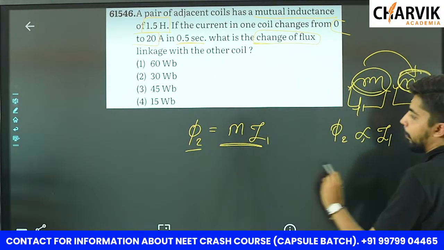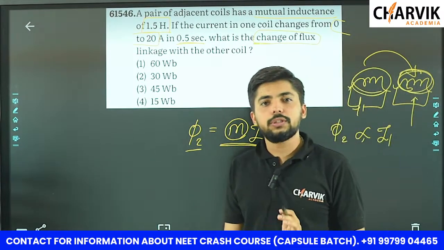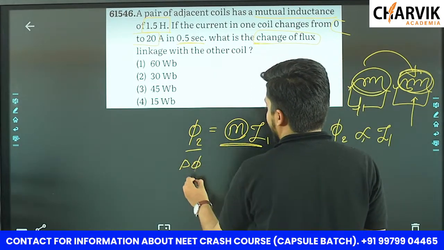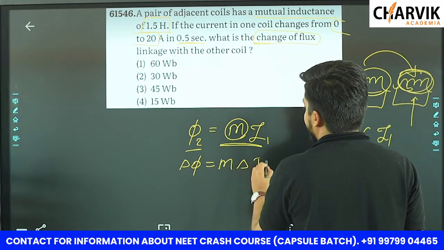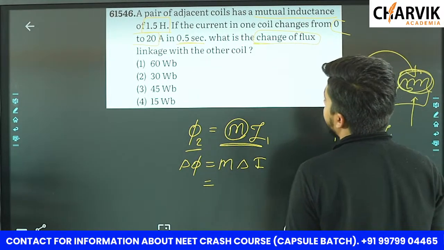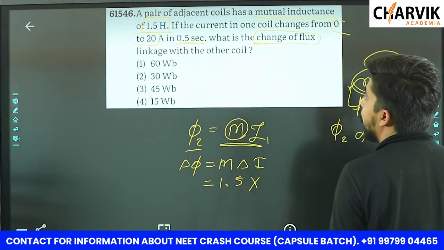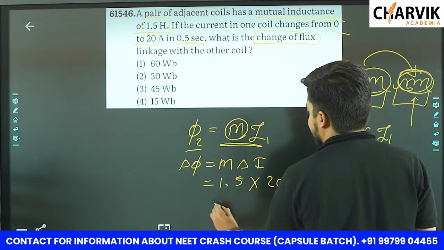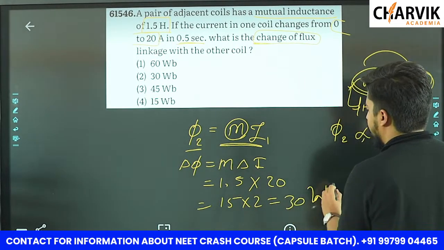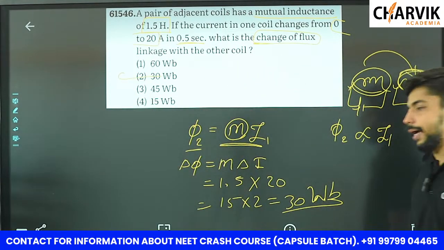Remove this sign of proportionality, put the equal sign, and there is a constant capital M which denotes the mutual inductance. So now, with the values they have given, I can say delta flux is equal to M into delta I. What we need to find is the change of flux. The mutual inductance is given as 1.5 into change in current. What is the change in current? From 0 to 20. So it is 15 into 2, which is equal to 30 Weber. So 30 Weber, which is given in the second option, becomes your correct answer.